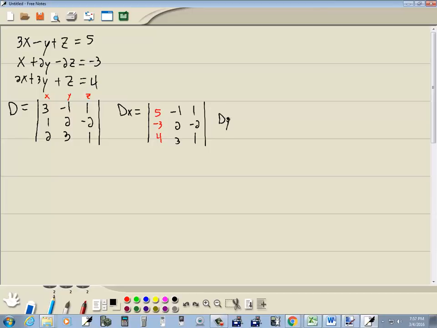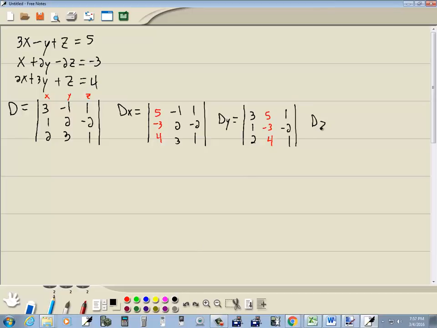Now we'll also have a d sub y. And what we're going to do with the d sub y is we're going to replace the y column with the numbers on the right side. So this will be 5, negative 3, 4. And then the other columns again remain as is.